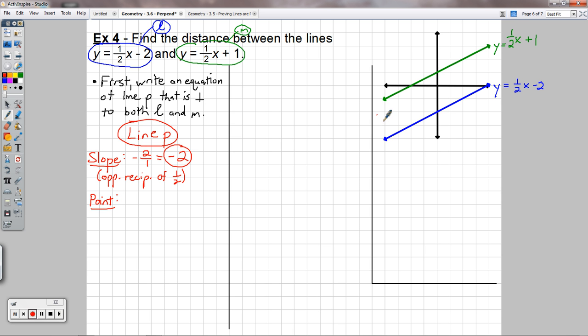So points, well, I'm going to pick a point on the blue line. So I'm going to start with line L here, that y equals 1/2 x minus 2. So I'm going to pick a point right here. I know this could be a point on my perpendicular segment. And so from there, if I'm going to go from there and have a perpendicular line, I'd be going up 2 and left 1, or I could think of it as down 2 and right 1. There's actually something in here that I wanted to change.